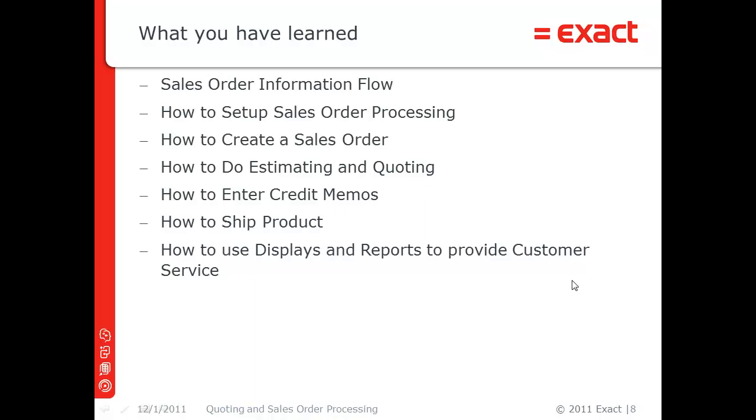Okay, so let's take a look at what we learned today. We learned about the sales order information flow from beginning to end at the very beginning of the session. We learned how to set up sales order processing with all the static information, that was part sales, all the code data, and the many other switch settings that we went over during the entirety of the training session. We also learned how to create sales orders and process those, how to do estimating and quoting, how to enter credit memos, and also how to ship product. We also covered how to use the displays and the reports to provide customer service.